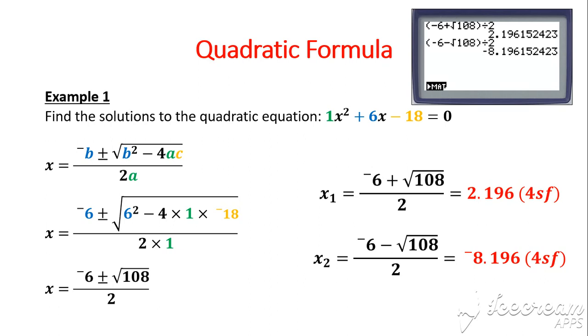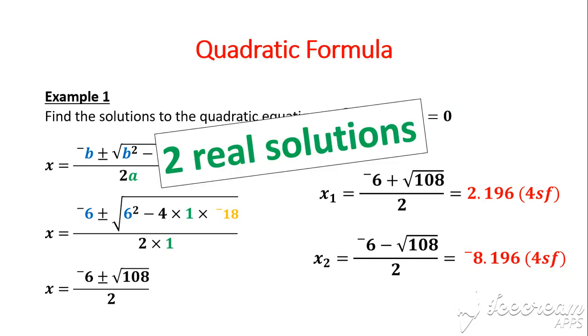So here's my two solutions to the quadratic. Notice it would be very difficult to factorize it because they're yucky decimals. Now, whenever you get a quadratic that gives you two solutions like this, we're going to call it two real solutions. And we'll talk more about this in the next couple of videos.